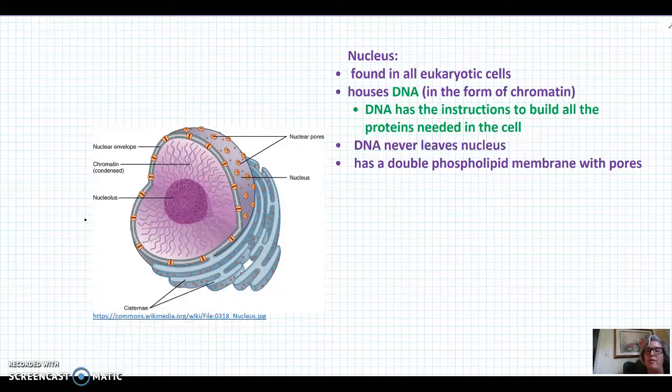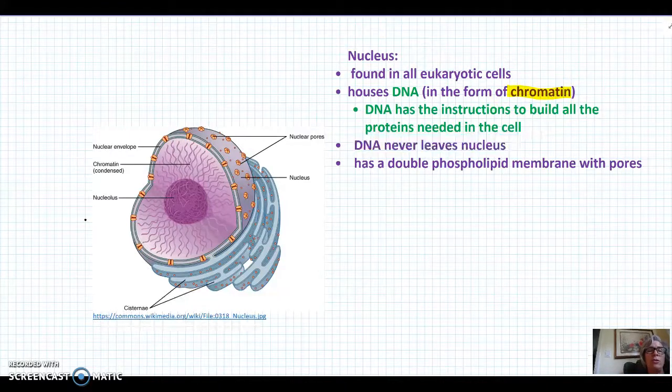DNA is a form of a nucleic acid, which is the fourth category of macromolecule that we haven't actually covered yet. For right now, what I want you to know is that DNA is a molecule that has the instructions on how to build all of the proteins needed in a cell. This DNA never leaves the nucleus, and it's found in the form of chromatin.